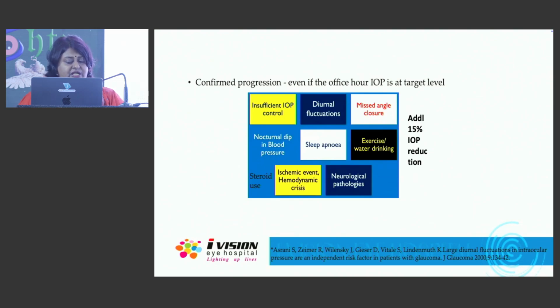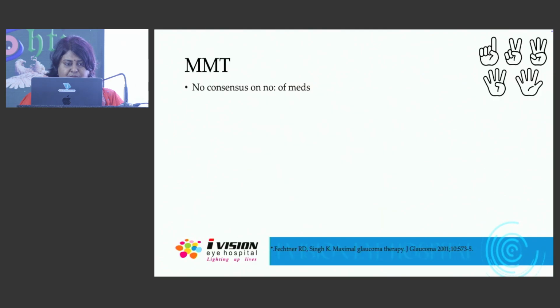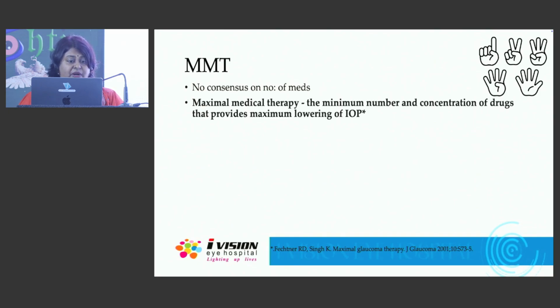Additional IOP reduction of 15%, please consider. In NTG, you have to give 30% reduction of IOP. What is maximum medical therapy? There is no consensus on the number of medications. 1, 2, 3, 4, which is maximum? No idea. But maximum medical therapy is the minimum number of medications, minimum concentration that provides maximum lowering.